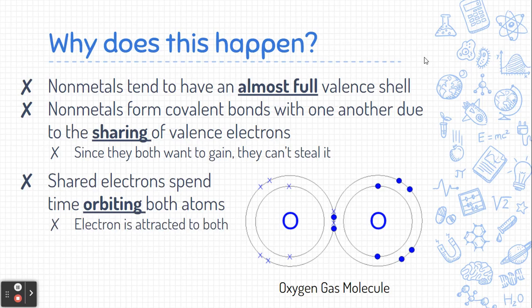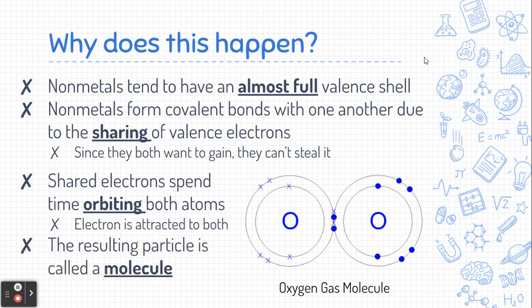Yes, the electron is attracted to both. It can't really decide which one to go to, so it stays in between. Let me just finish this one. So, everyone, what do you call something made up of 2 or more connected atoms?